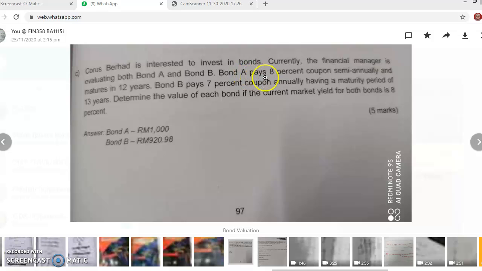So bond A pays 8% coupon semi-annually and matured in 12 years. Bond B pays 7% coupon annually and matured in 13 years. And the current market yield, or I, that we are going to put in the formula when you are calculating the valuation of the bond is 8%.